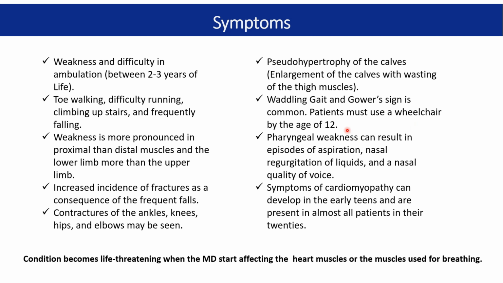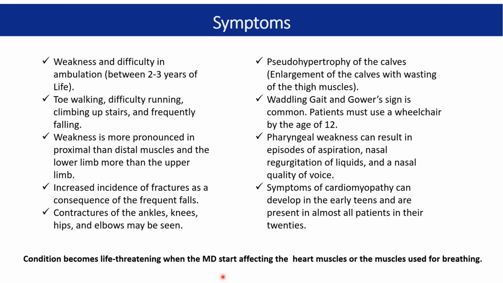The patient must be on a wheelchair by the age of 10 to 12. Usually he needs a wheelchair, and pharyngeal weakness also starts appearing, like nasal regurgitation of liquids, and nasal quality of voice is very common. Symptoms of cardiomyopathy can develop in the early teens and are present in almost all patients by the age of 20. It is normally found in all the patients, and this condition becomes life-threatening.